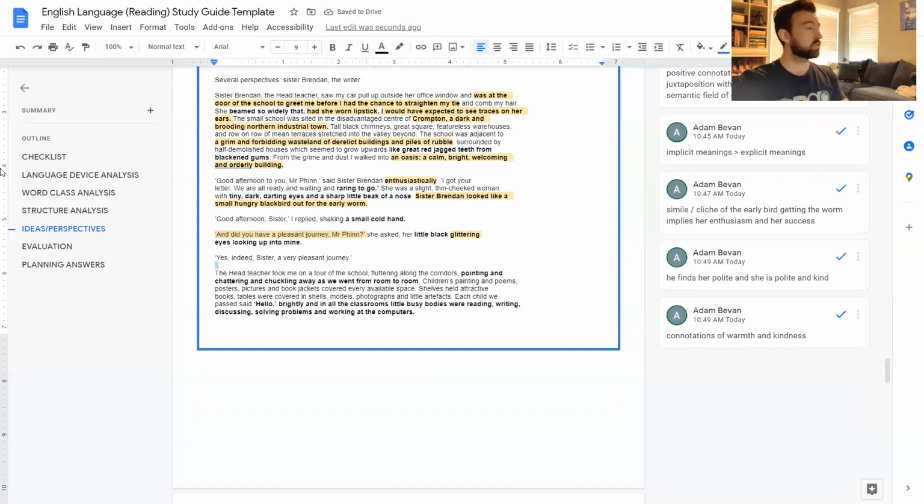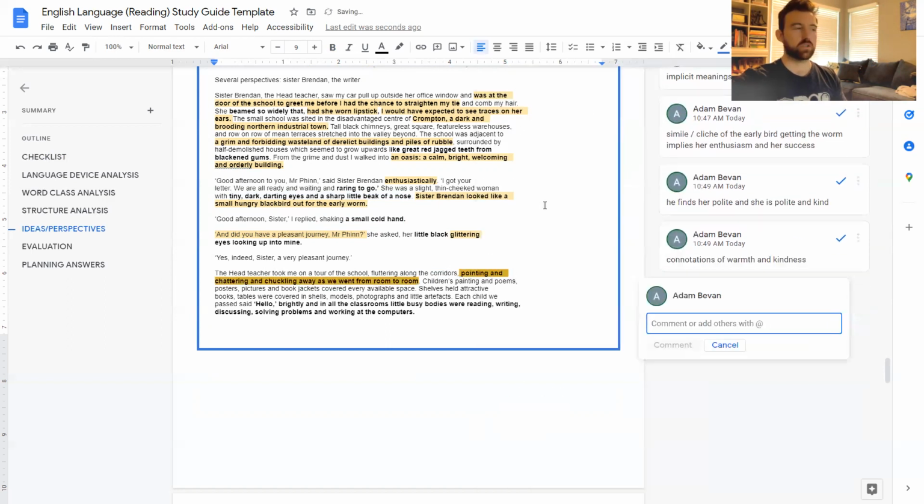Couple more, then we get into the model paragraph. "So the head teacher took me on a tour of the school, fluttering along the corridors, pointing and chattering and chuckling away as we went from room to room." So you've got all these verb choices of the sister, right? So she's pointing and chattering and chuckling as they go from room to room. So it's quite a high energy image with high energy verbs. So again, this suggests her positive attitude and the fact that he enjoys the visit and is engaged.